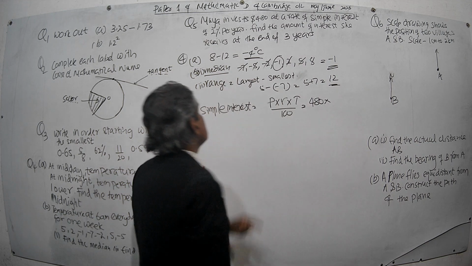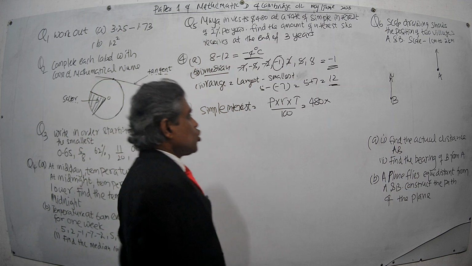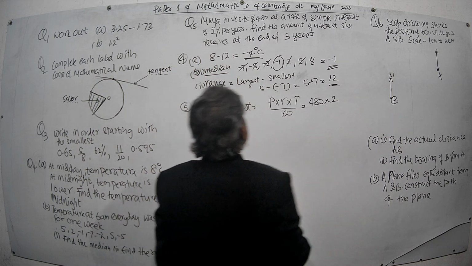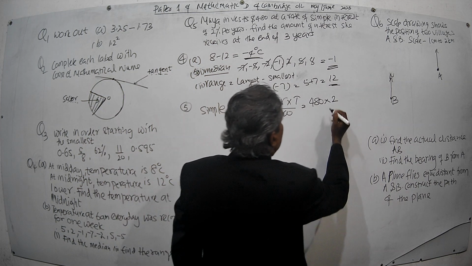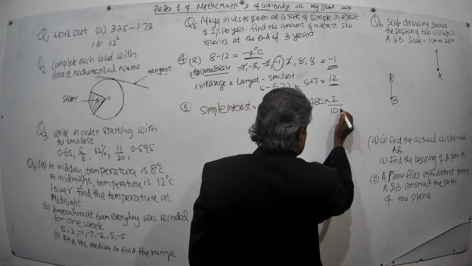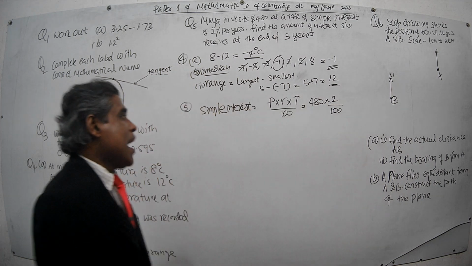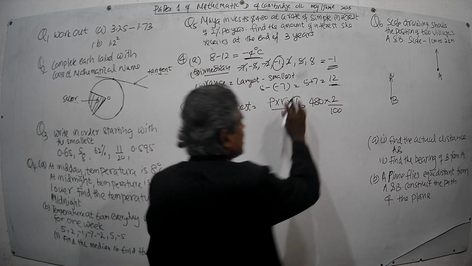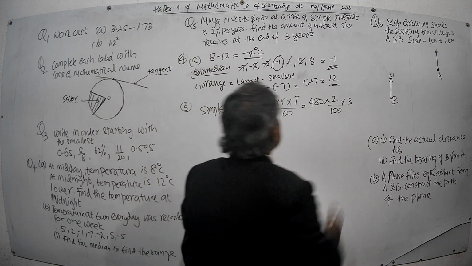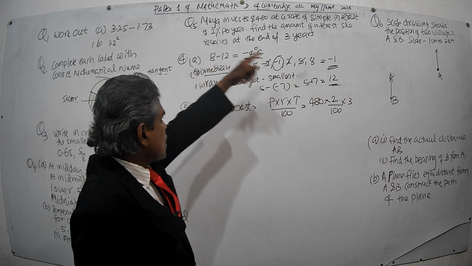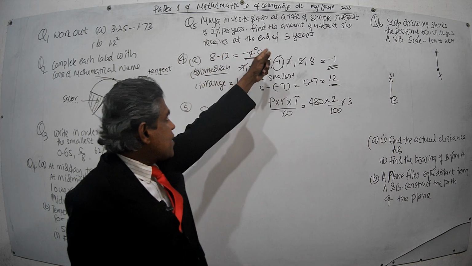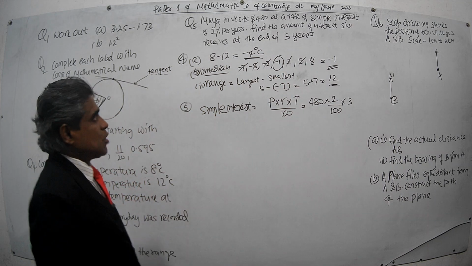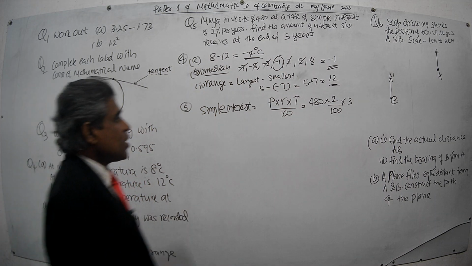Into R, that means this 2%. R of 2% we write as a fraction, 2 over 100. Then next one, T. T is the number of years. They ask you to calculate the amount of interest she receives at the end of 3 years. The amount of interest for 3 years you have to find. Okay, now this is the thing.